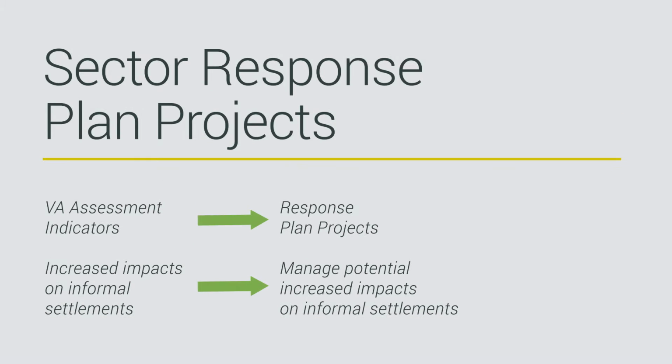The final part of the plan are the responses and the projects you've identified to address your priority climate change indicators. In this section, it's important to make a direct link between the priority climate change indicators as well as the projects that you're proposing. This can be done by developing project names that talk directly to your indicators. In the slide, we see how the priority indicator, Increased Impacts of Informal Settlements, becomes a project titled Manage Potential Increased Impacts on Informal Settlements.